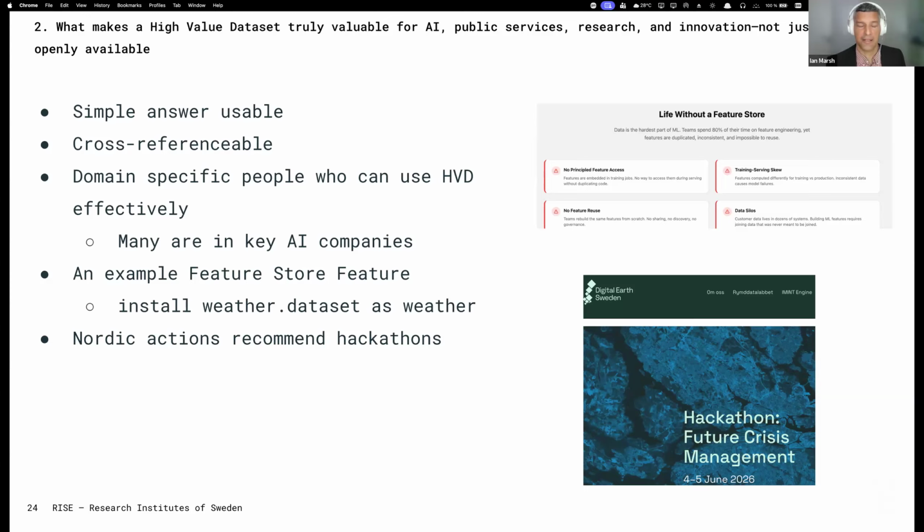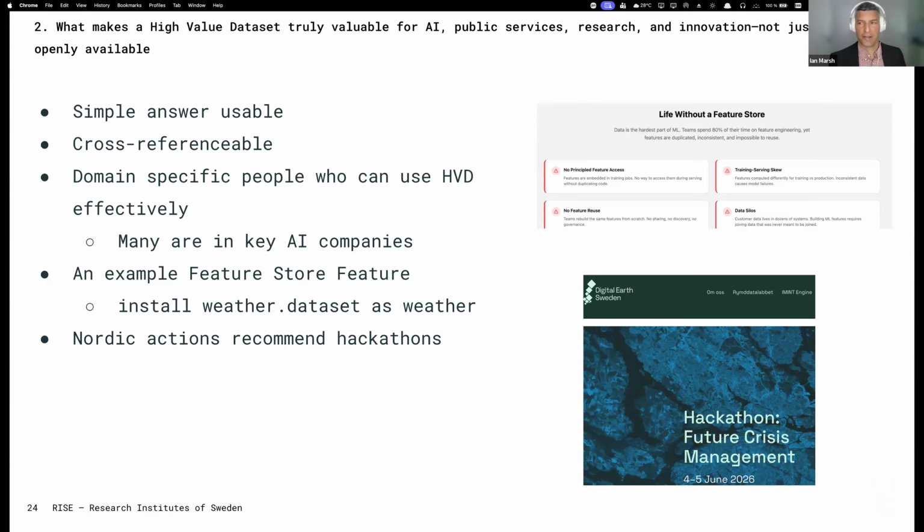One example is in the Nordic reports, that is hackathons, to get people going. Hackathon already feels like an old concept, right? We used to do hackathons 5 years ago. But if you don't get people with their hands on using the data, testing it and perhaps giving feedback to the providers, you may not reach high value. So I look now at what's happening in the Nordics, and just 3 weeks ago, there was a future crisis management event from Digital Earth Sweden, the satellite mapping organization. So I skipped to the last point there.